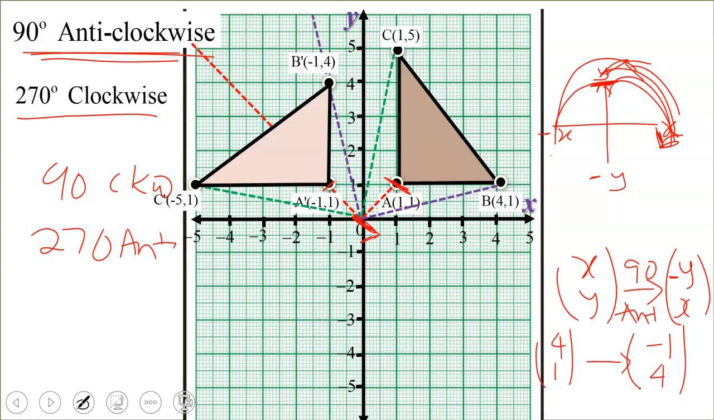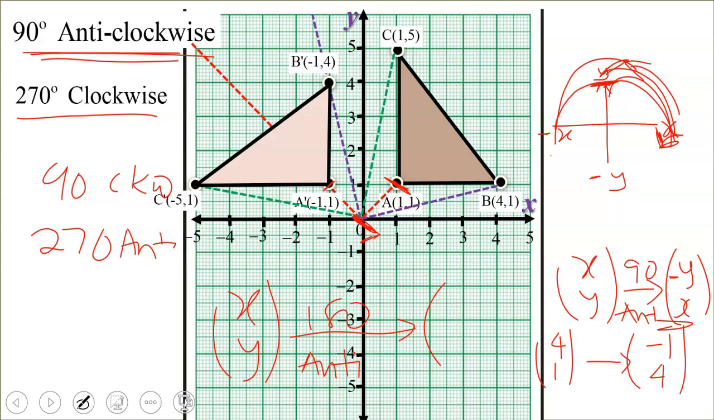So for 90 degrees anti-clockwise, this is the formula you're going to use. Then if you want to do the same thing for, let's say, 180 degrees, let's say we have (x, y), and we are doing 180 degrees anti-clockwise. Fortunately for us, both anti-clockwise and clockwise for 180 degrees remain the same. We get the same answer.